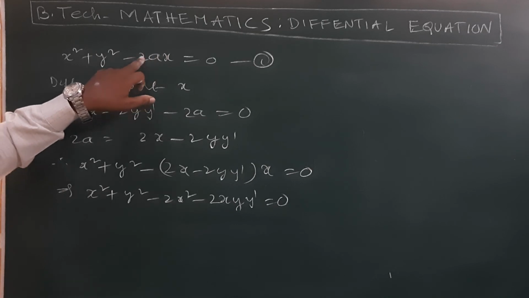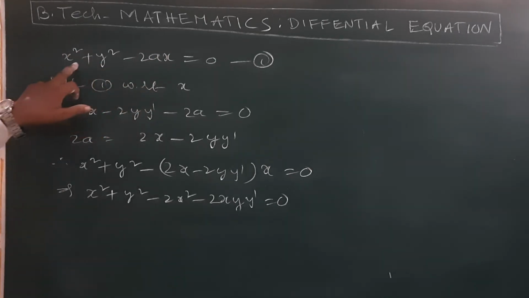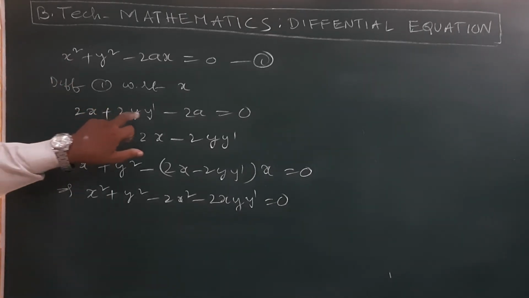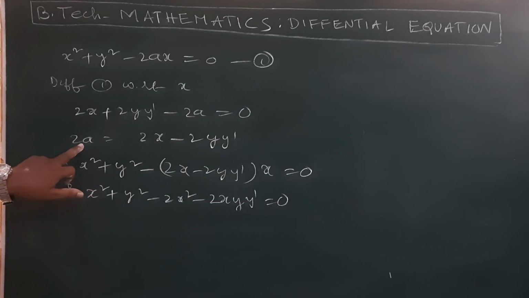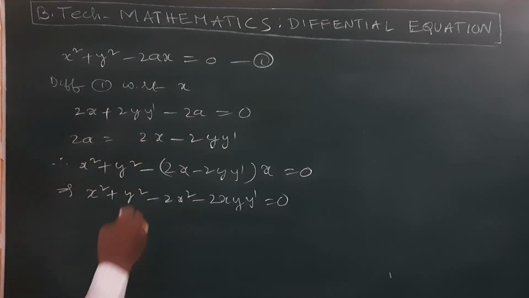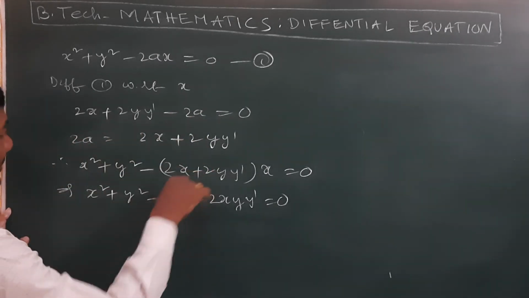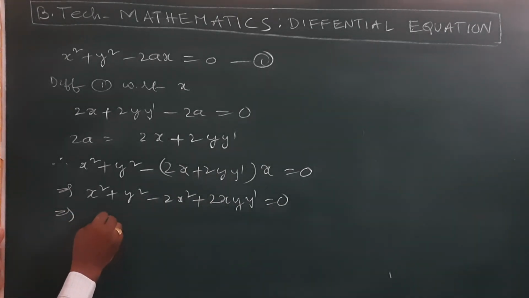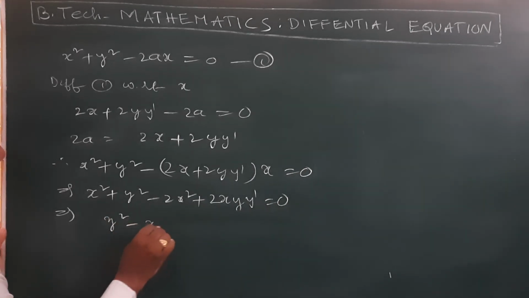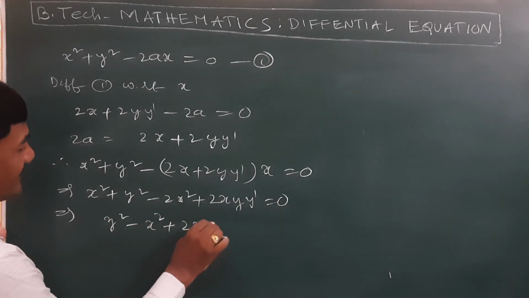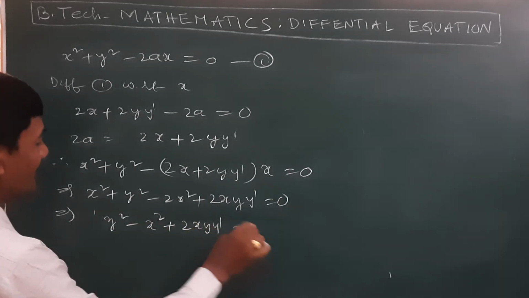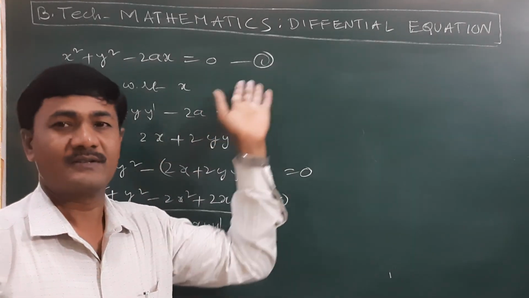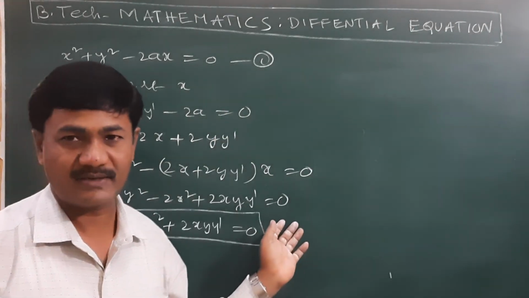So finally, this is the differential equation of the circle passing through origin whose center is on x-axis. For the other case, differentiating with respect to x, that is 2x plus 2y into y dash minus 2a is equal to 0. That means 2a is equal to 2y into y dash plus only, right? You are putting the plus value. That implies y square minus x square plus 2xy into y dash is equal to 0 is the required solution for the problem only. Similarly, we can solve the second one, right? Thank you very much for good listening.